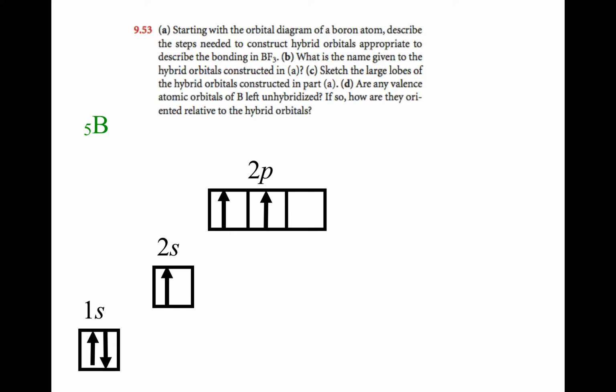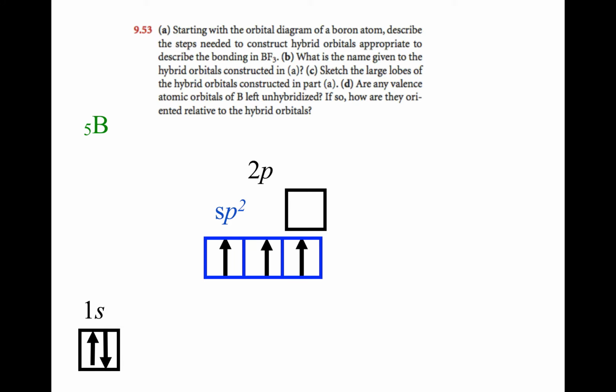And now we mix the 2s shape, that sphere shape, with 2 of the 2p's. And I get 3 bonding positions, which are hybrids. They're 1 part s, 2 parts p. This is what it means to be an sp2 hybrid. So these are half-filled hybrids, so they're good for overlapping with the half-filled p orbitals of fluorine to get bonds.